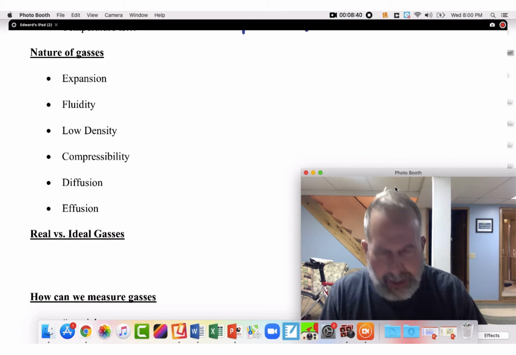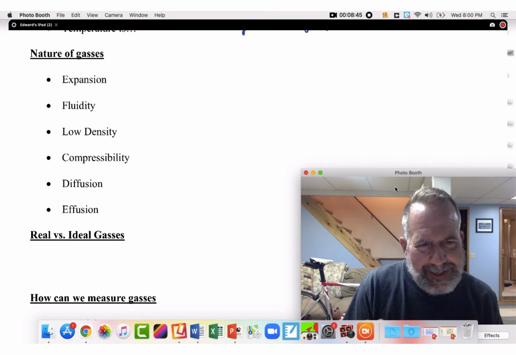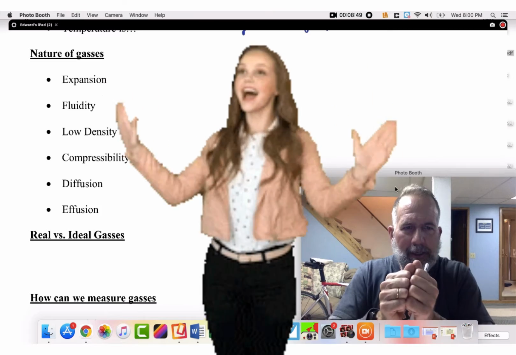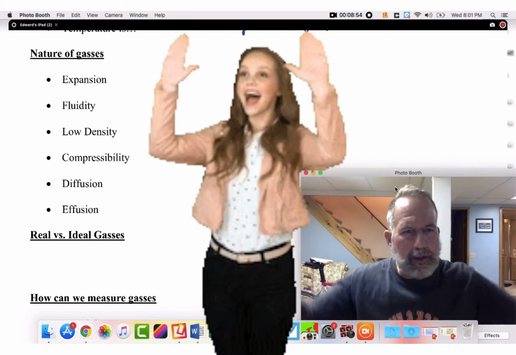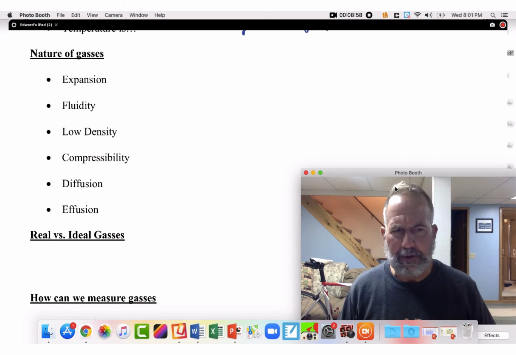All right, let's talk about some of the nature of gases, some of the things that they can do. And you know these. You know all these probably. Well, maybe not the last one. Expansion. Gases, the particles are moving really fast. They want to spread apart, right? They can expand. They can spread apart. There's a huge amount of space between gas particles, right?